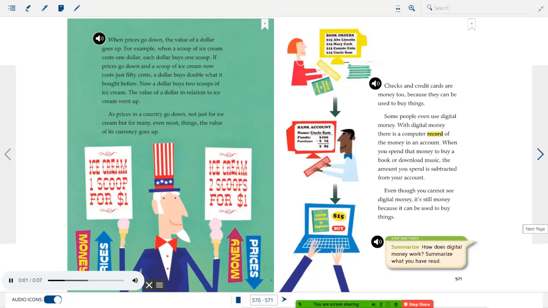Stop and check. Summarize. How does digital money work? Summarize what you have read.